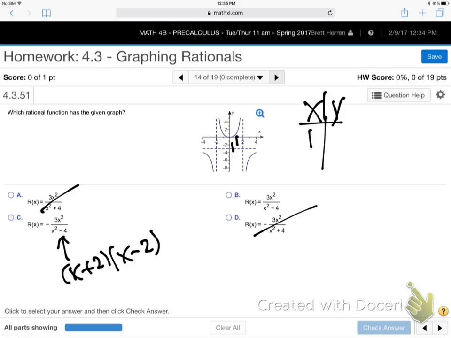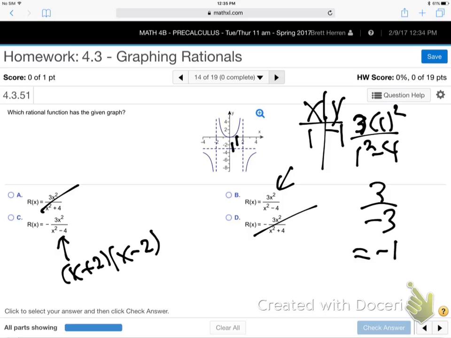If you plug in 1 to this one, you get 3 times 1 squared over 1 squared minus 4. You get 3 over -3, which is -1. So this would be over 1, down 1, over there. Is that where the graph really is? No. Answer C. So I did a little bit of looking at asymptotes, and then I just plugged in a number.